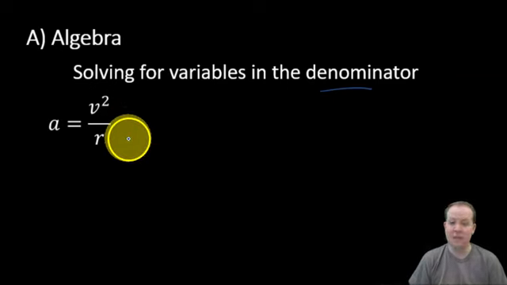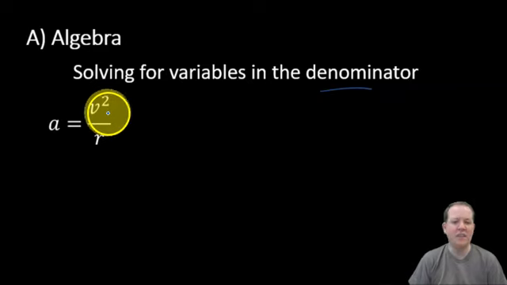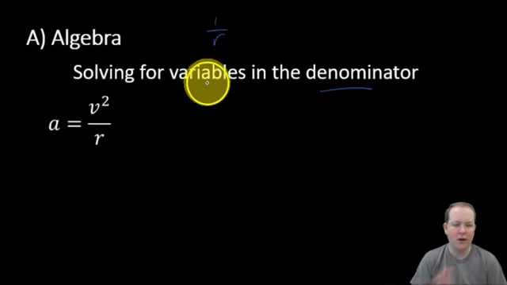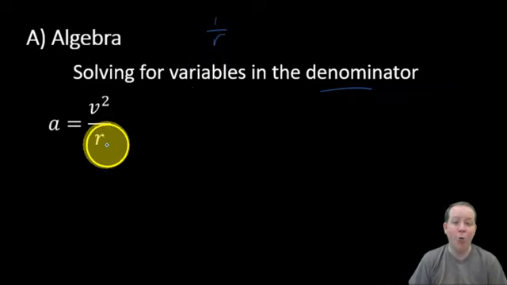Now, the algebra step, this is hopefully what you remember. If I want to get rid of this thing in the bottom, I don't just divide by v squared. I see some students do that. They just try to get rid of this thing. But that's still going to leave you with 1 over r. No. We need to get r out from underneath.